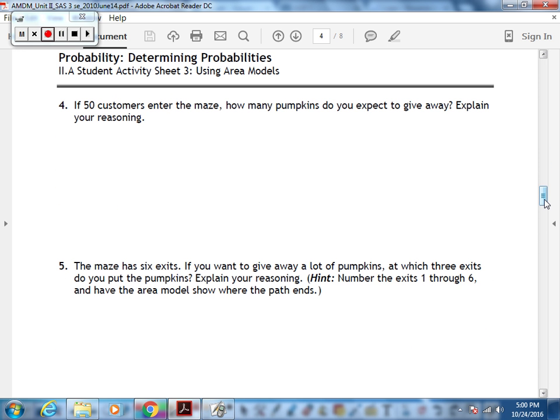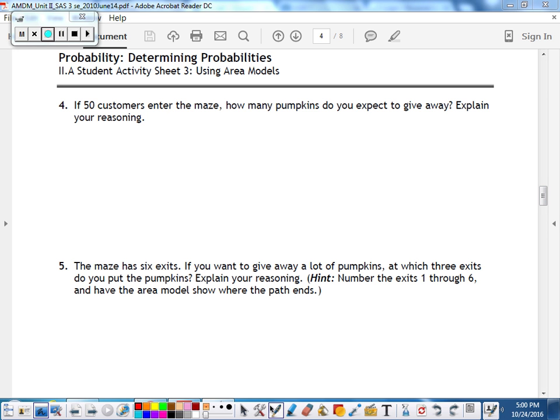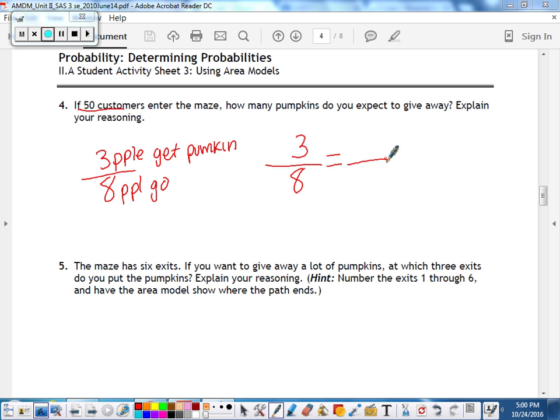Number 4, I'm going to give you an example. I'm not going to tell you exactly what it is because I don't remember the fraction from the top. But let's say on the fraction for number 3, you ended up with 3 over 8. So if 8 people go, 3 people get a pumpkin. Okay? And they want to know if 50 people go, how many people will get a pumpkin. Then you would set up your fraction. 3 out of 8 equals something out of 50. Cross multiply and divide to find what x is.